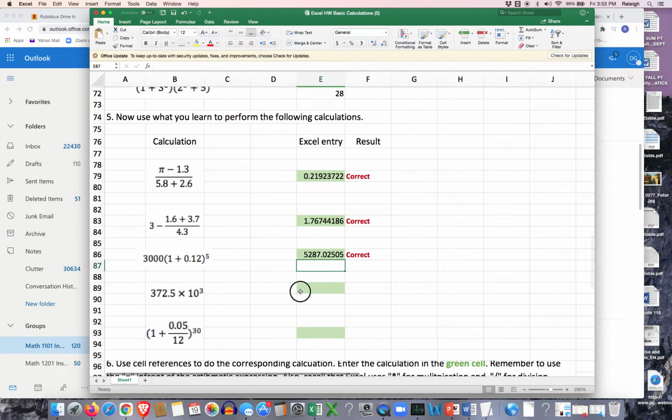What about this next one? Well, let's see. I wish you could work on these. I wish I had a way of sending them to you. Maybe I can try to do that. So we have 372.5 times, and I'm going to just say 10 raised to the 3rd power. Don't type in 1,000. Try it this way. Let Excel do the work for you.